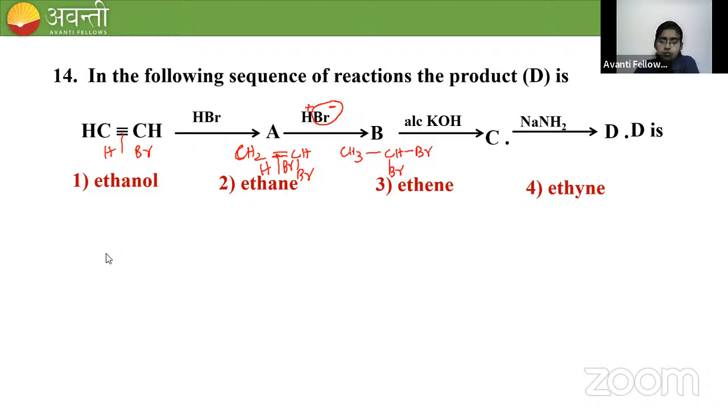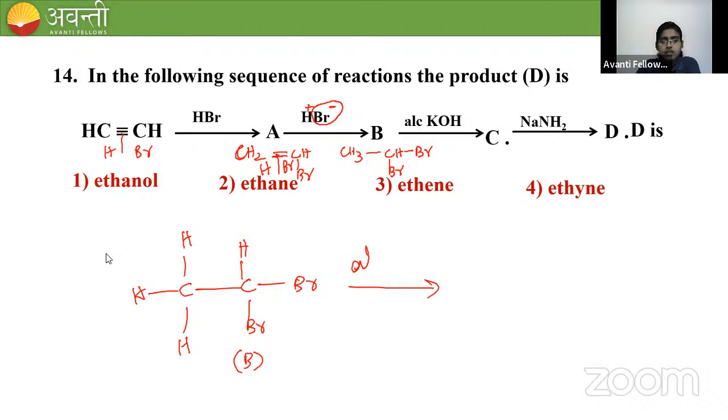This is compound B. Let me write it again for you so that it will be more clear to all of you. Compound B is CH3CHBr2. Now this compound B is treated with alcoholic KOH. We all know the role of alcoholic KOH, right? It will do elimination. What elimination? Beta elimination. So who is the beta hydrogen? The bromine attached carbon is alpha and this is beta.